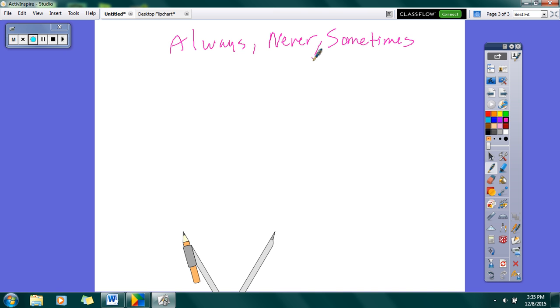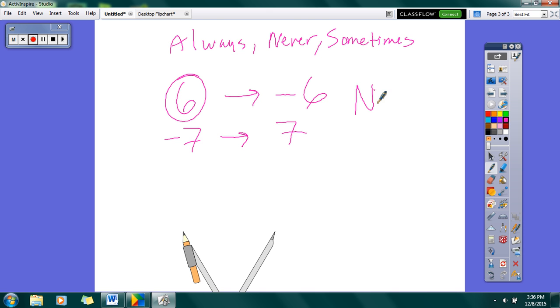Well, if I have positive 6, the opposite would be negative 6. If I have negative 7, the opposite would be positive 7. So going back, will the opposite of a positive number always be positive? That answer is never. Now remember, 0 is not positive or negative. It's neither, none. Okay? The next question is, what's the opposite of 0? The opposite of 0 is 0.